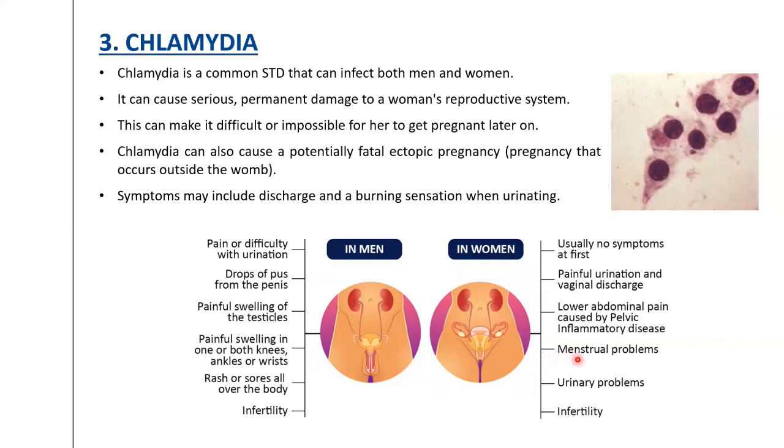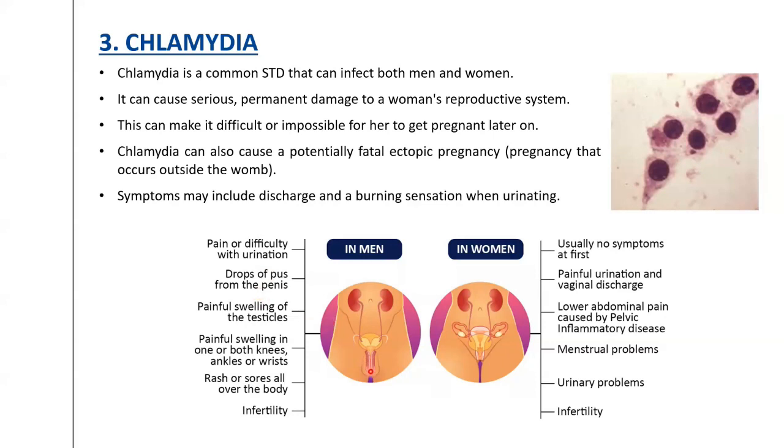Women can also suffer from menstrual problems, such as premature menstruation or irregular periods. They may have urinary problems like a burning sensation, or may see pus coming out. They may have infertility if the disease persists for too long and goes untreated. In men, it causes pain or difficulty with urination, and drops of pus from the penis if the infection is untreated.